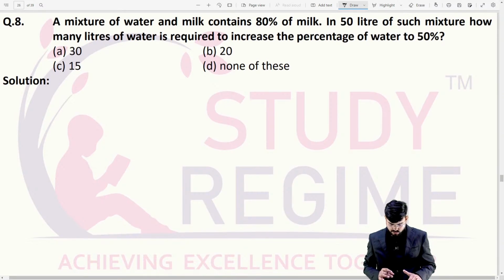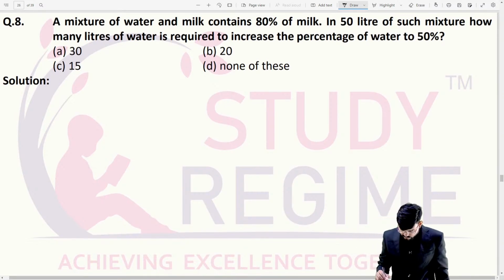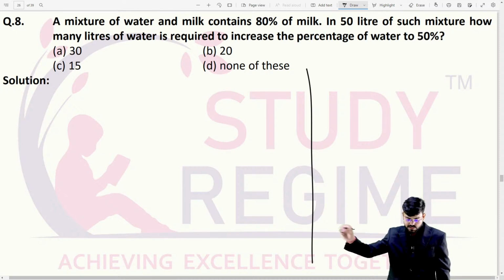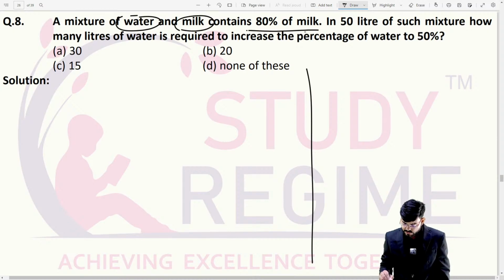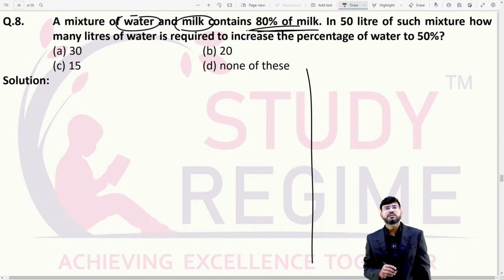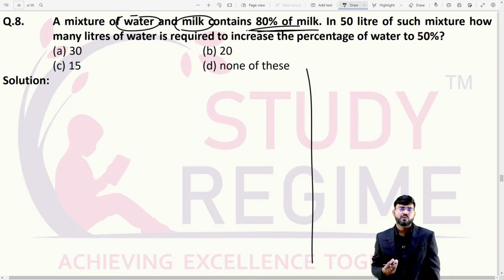This is a very good question, a very important question. Okay, let's read it first. A mixture of water and milk contains 80% of milk. Very important. A mixture of water and milk contains 80% of milk. Since it is given in the question that 80% is milk, then the water will be how much? The remaining will be the water. So it will be 20% of water. In the mixture, the quantity of water is 20%, because 80% is milk.